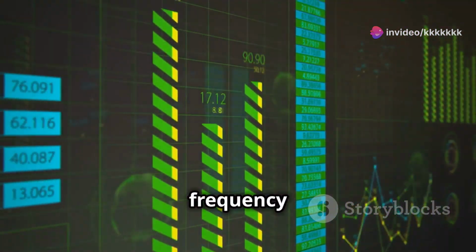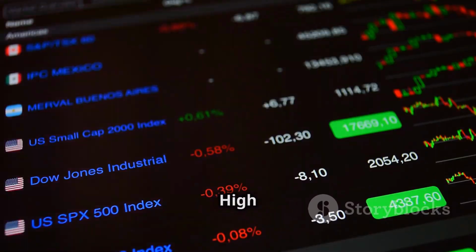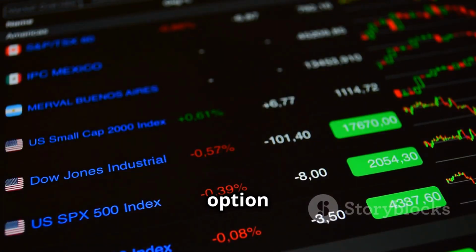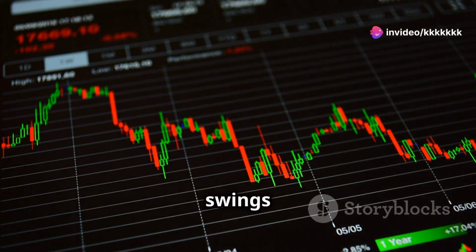Volatility is another crucial factor. It refers to the frequency and magnitude with which the price of the underlying asset fluctuates. High volatility usually leads to higher option prices, as the chance of the option ending in the money, profitable, increases. This is because greater price swings increase the likelihood of the option becoming valuable.